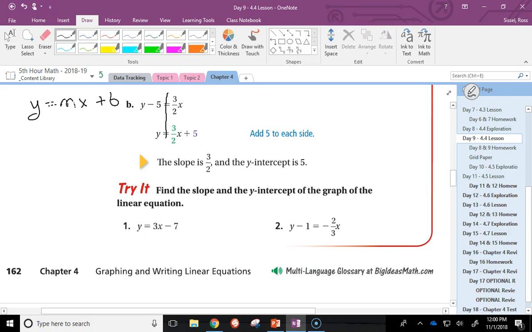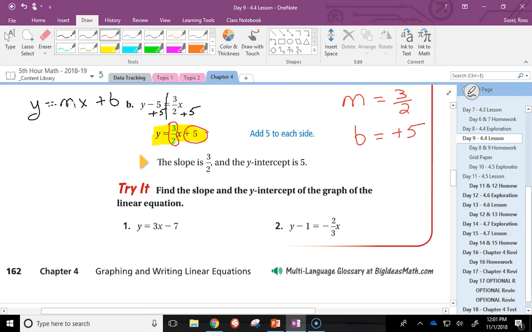To get y by itself, I have to add 5 to each side. And then after I do that, now I'm left with y equals 3/2 x plus 5. Now can you identify the slope? Now that I'm in that form, my slope comes in front of my x. 3/2. My y-intercept is at the end. I'm adding 5. That is my answer.